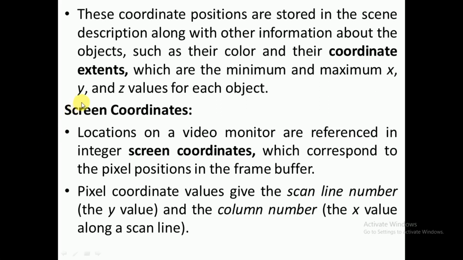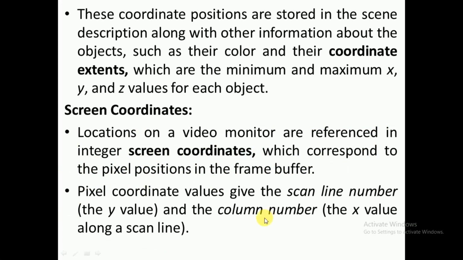After that, this has to be converted to screen coordinates. Locations on the video monitor are referenced as integer screen coordinates. You have given 10, 10. Already I have told you where 10, 10 is on your monitor. That location has to map to 10, 10 on your monitor. That is what a screen coordinate is, which corresponds to the pixel position in the frame buffer. As I told you, every pixel has its memory location in the frame buffer.